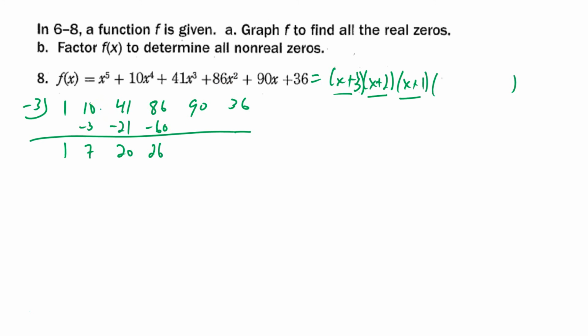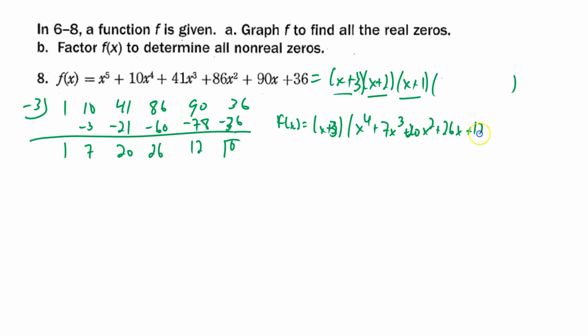Times negative 3 is negative 60, and negative 18, that's negative 78. That gives me a positive 12. Oh, good. Times negative 3 is negative 36. Add those together and that gives me 0. So at this point, I have f of x is equal to x plus 3 times x to the 4th plus 7x cubed plus 20x squared plus 26x plus 12, because all I've done is divide by x plus 3.